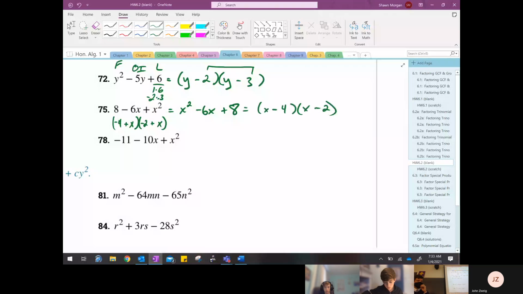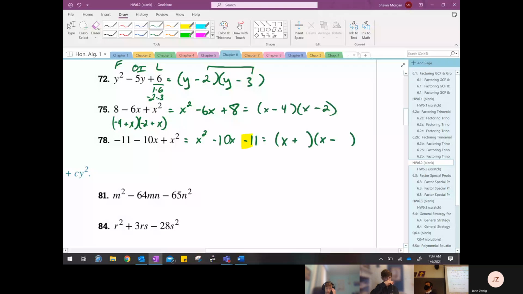Can we do the same thing on 78? Reorder the terms. All right. If you didn't catch that little trick, why don't you quickly try and do that then? Reorder the terms just like this: x squared minus 10x minus 11. And I'll go ahead and tell you, in this case, since it's a -11, look at that. I know that the signs of my binomials are going to be different. One of them is going to be positive, and one of them is going to be negative, because I've got to get that 11 that way.